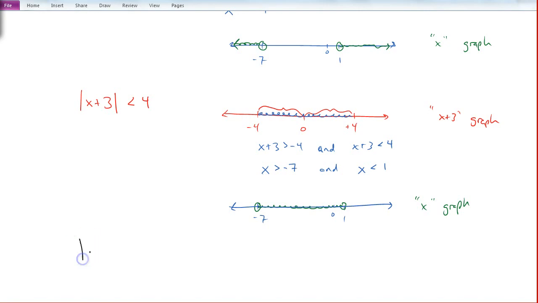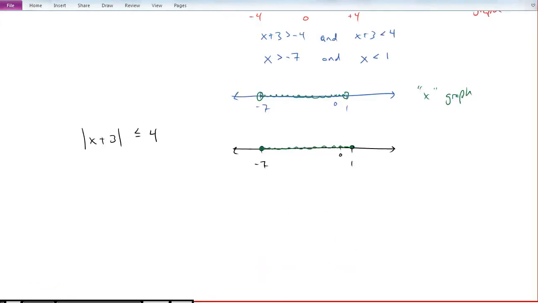When to use a closed circle? Well, if we did the absolute value of x plus 3 is less than or equal to 4, then I could include 1 in my solution set, and it would be a very similar graph: -7, 1, and 0. I would put a closed circle there and a closed circle there, and I would connect them, indicating that all the numbers between -7 and 1, including -7 and 1, satisfy the inequality.